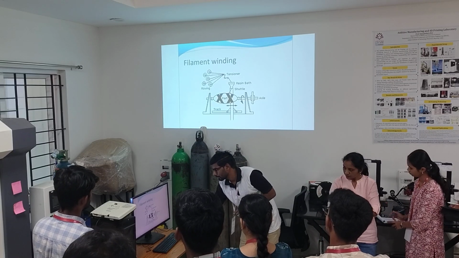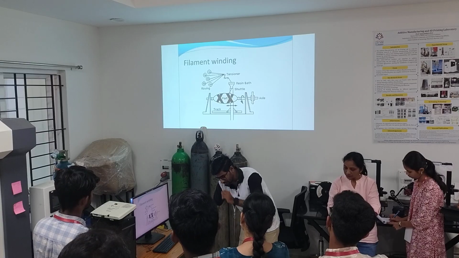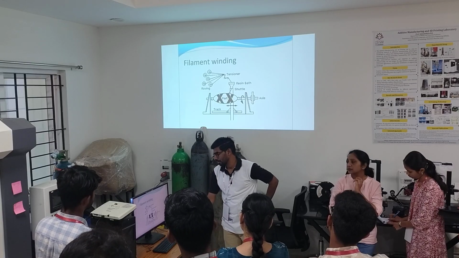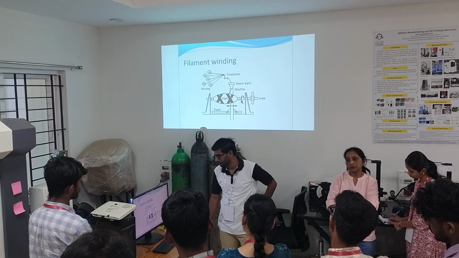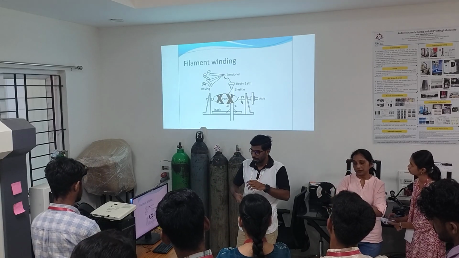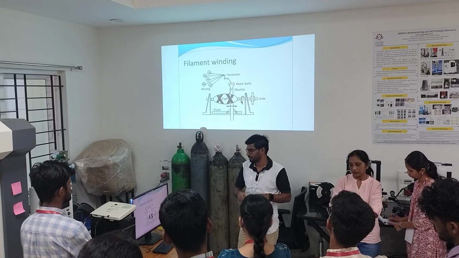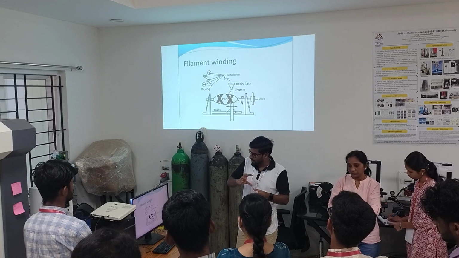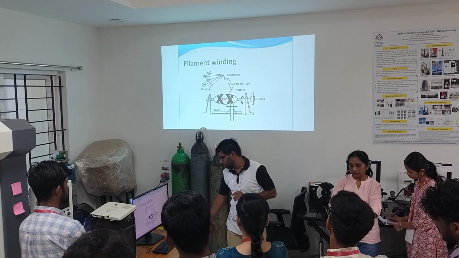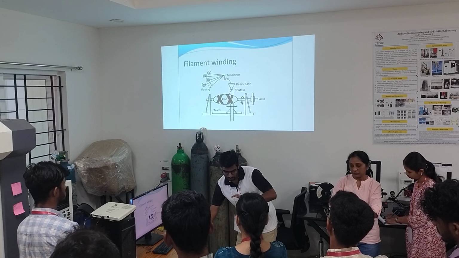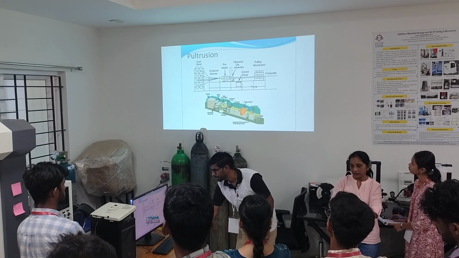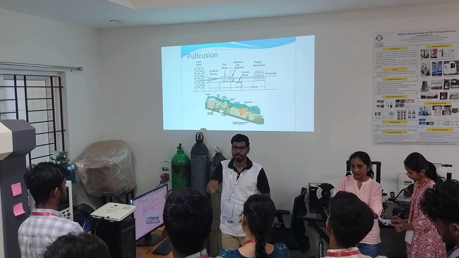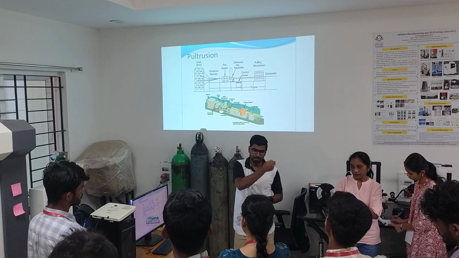Then filament winding. Nowadays hydrogen cylinders are being highly manufactured using this filament winding. It will keep on rolling, and the filaments will be wound on the surface of it. Since this is rolling, it's only possible to make cylindrical components or components close to cylindrical. Then comes pultrusion, just like some of our interns had shown yesterday.